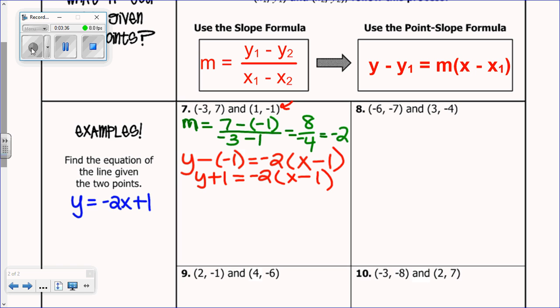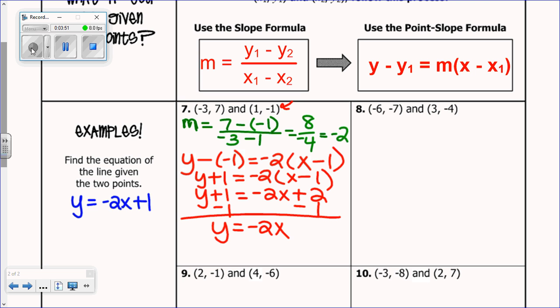And now I'm going to go ahead and distribute. So we get y plus 1 equals negative 2x plus 2. And then we're going to subtract 1 from both sides. And so we end up with y is equal to negative 2x plus 1, which is the same as what we had with the other point. And so I just wanted to show you that it doesn't matter which point we pick, we will always get the same equation if it's done correctly.